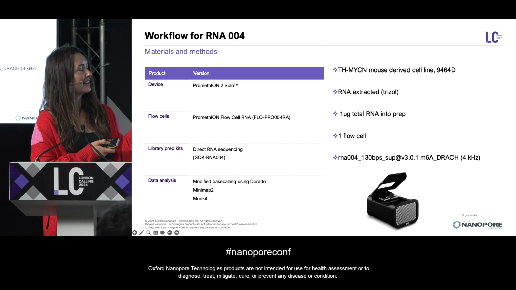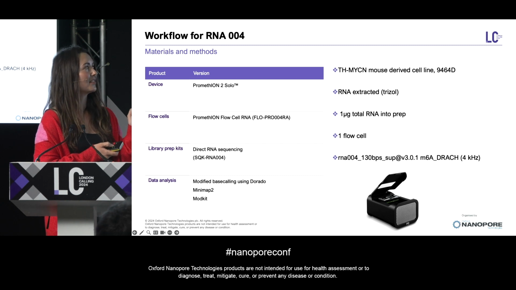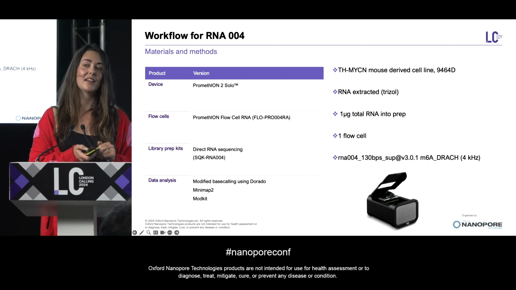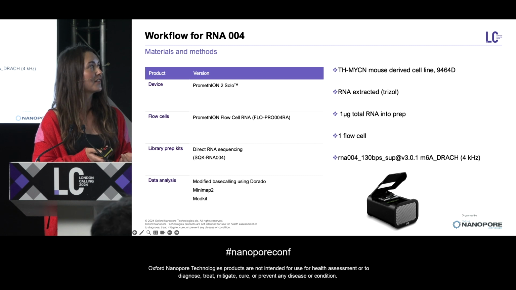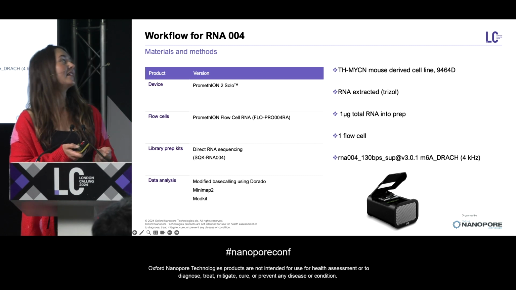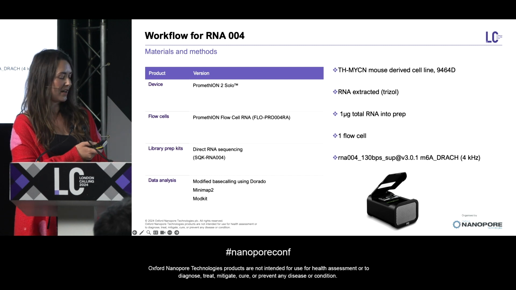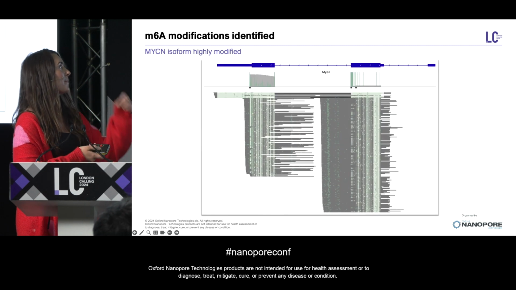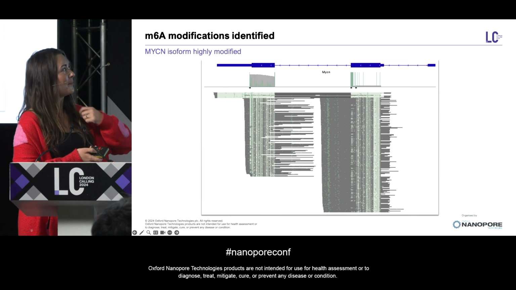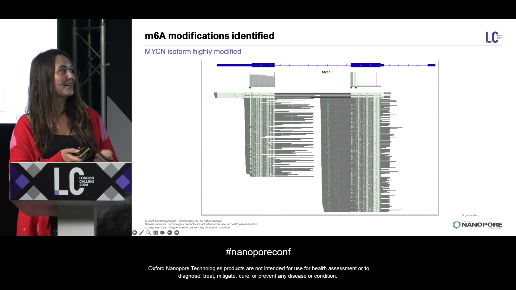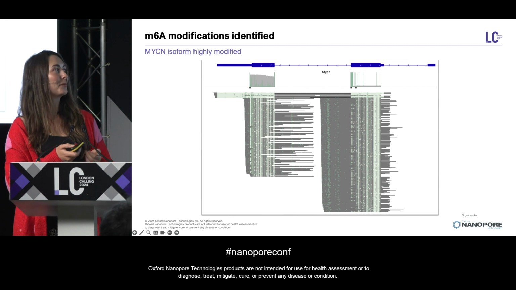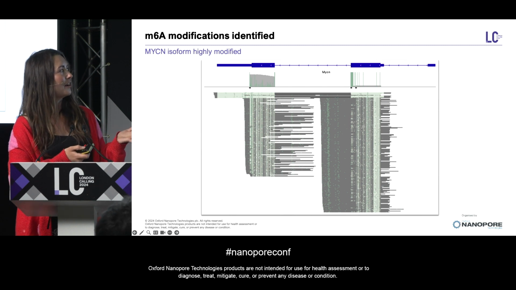In this method, we actually used a different cell line. We used the TH-MYCN mouse model derived cell line, 9464D. The extraction was the same with TRIzol. We put a lot less RNA into that prep, and it was just one flow cell. So this is really preliminary data. We've only just started to look at it, but I wanted to show you an example of the difference.